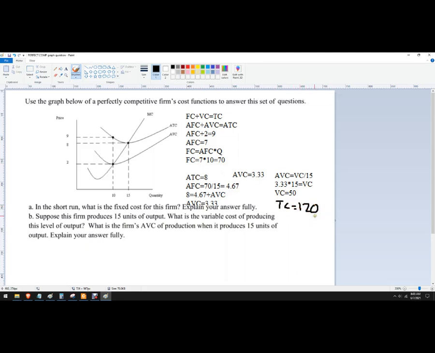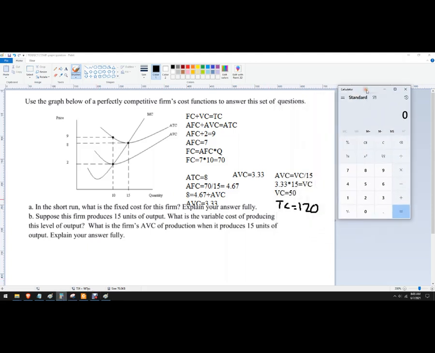And that makes sense because if you divide 120 by 15, you get 8, and 8 is the average total cost of producing 15 units.